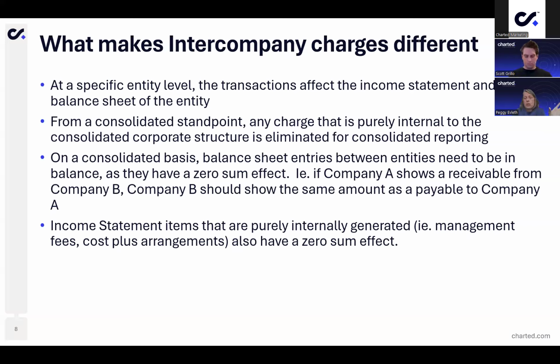So, balance sheet, zero-sum game. Income statement, items that are purely internally generated, so internal fees, management fees, cost plus arrangements, they also have a zero-sum effect if the entities are in the same functional currency. If they're in a different functional currency, you get a little bit of noise at the end of the month, but just know to expect it.